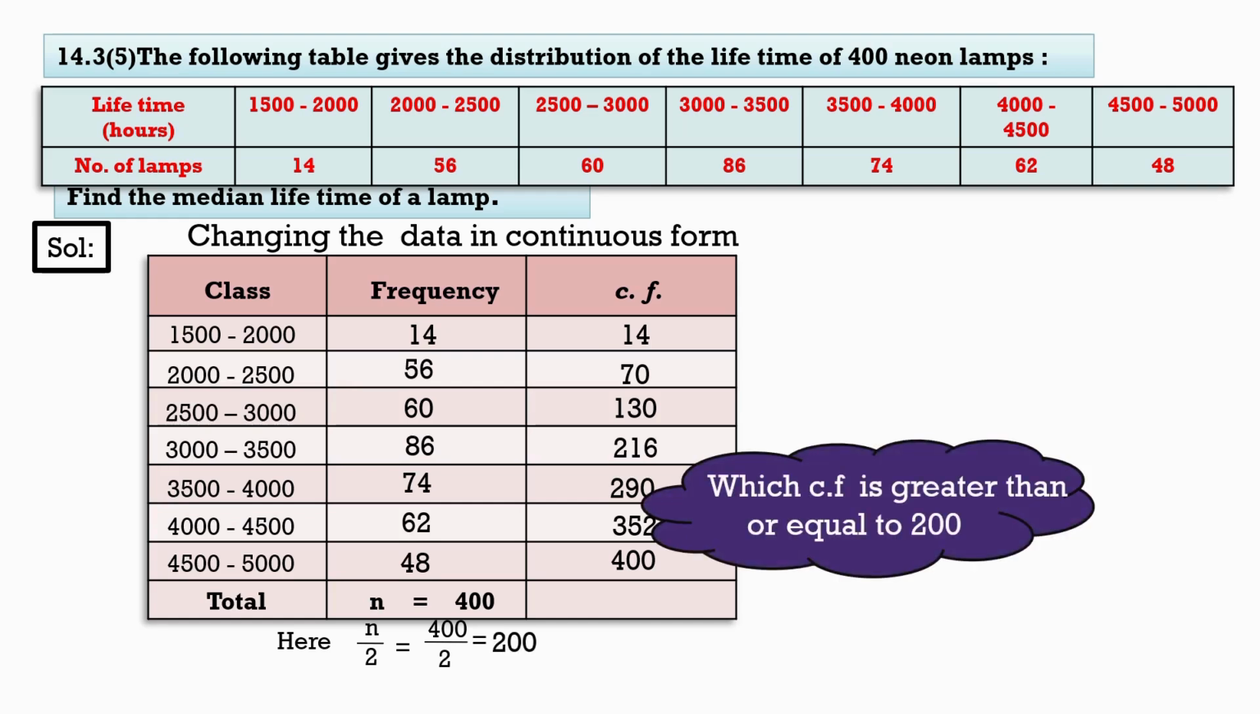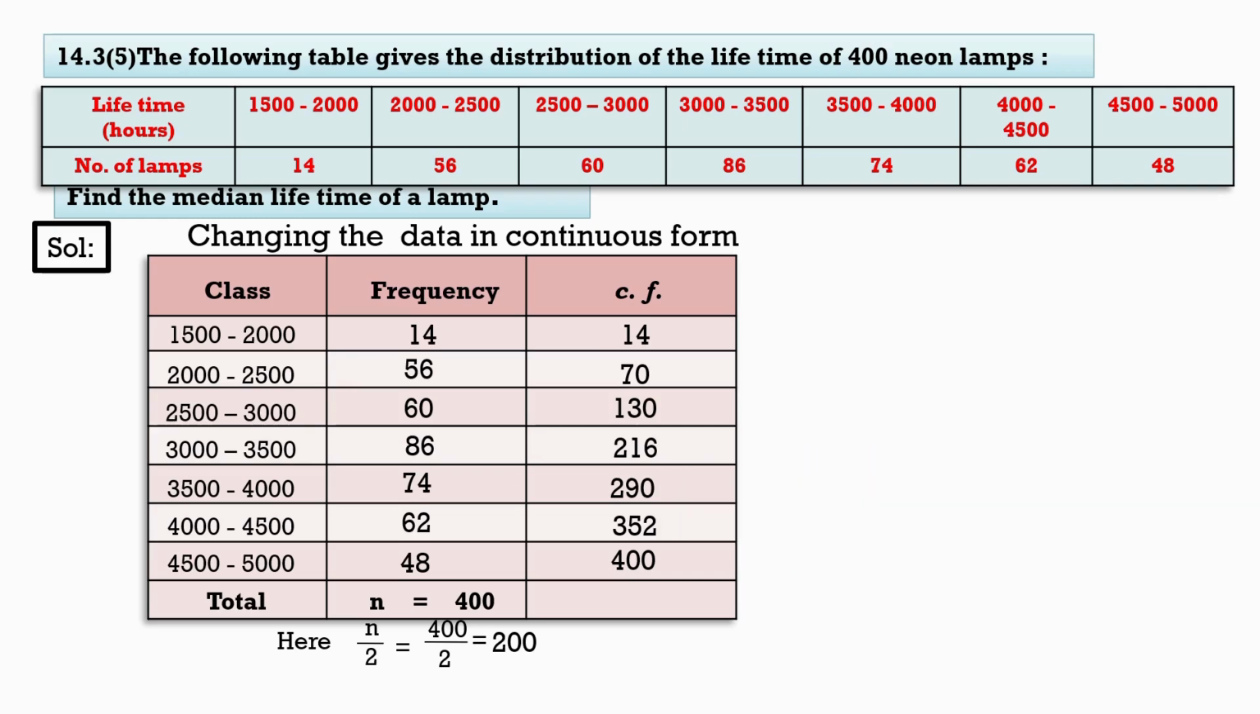Now which cumulative frequency is greater than or equal to 200? That you need to first find out. 200 means that is the n by 2. So that is 216. Right. So this is now the frequency we have to consider.